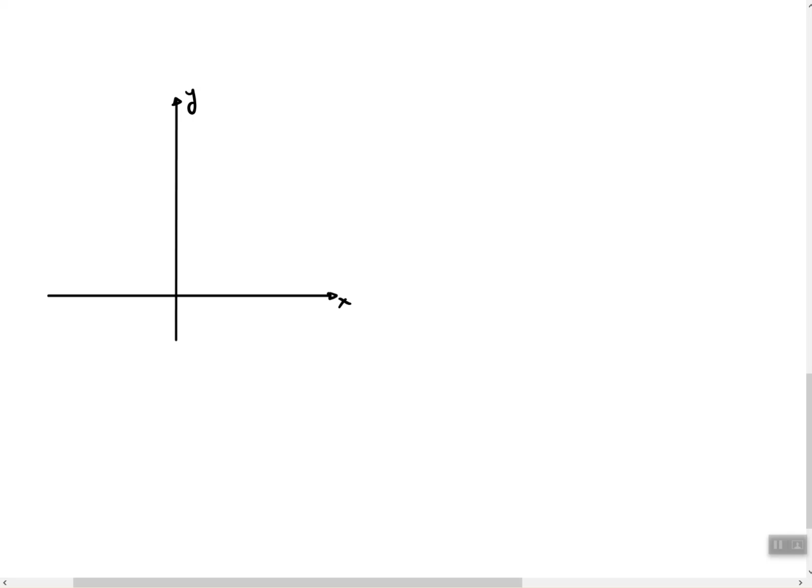Okay, so we already talked about horizontal asymptotes and vertical asymptotes. The last thing we're going to talk about is going to be the slant asymptotes. Sometimes these are called oblique asymptotes.